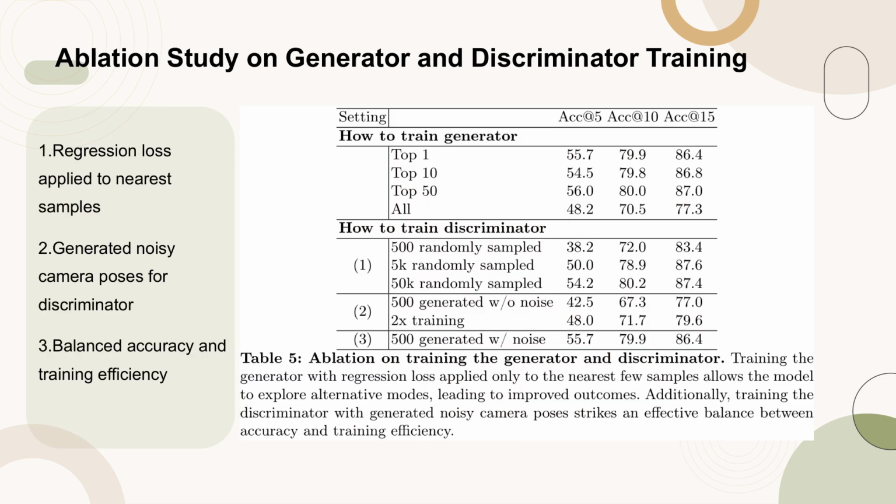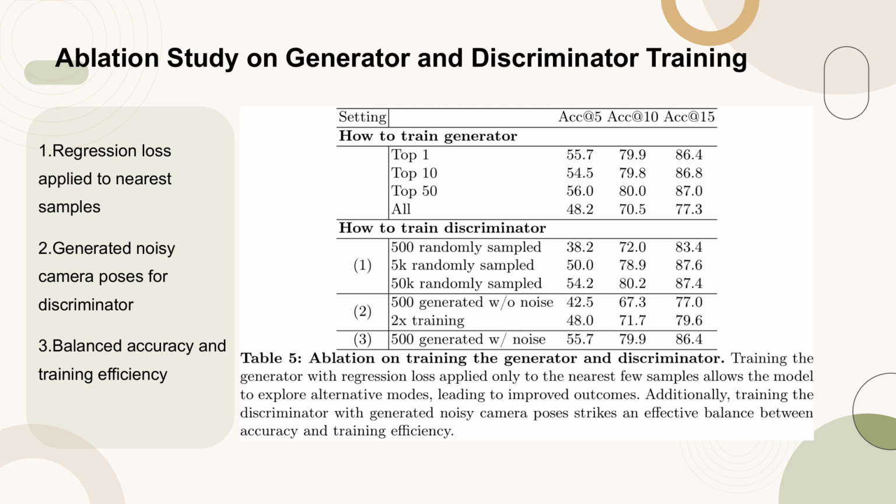Table 5 presents an ablation study on the training strategies for the generator and discriminator in the ADen model. The study highlights that applying regression loss only to the nearest few samples during generator training allows the model to explore alternative modes, thereby improving performance. Furthermore, training the discriminator with generated noisy camera poses achieves a balance between accuracy and training efficiency. These findings underscore the importance of flexible training strategies to enhance the model's ability to handle multimodal distributions and improve overall performance.